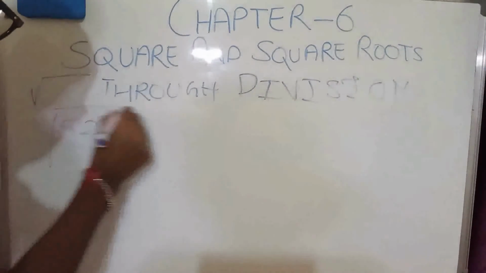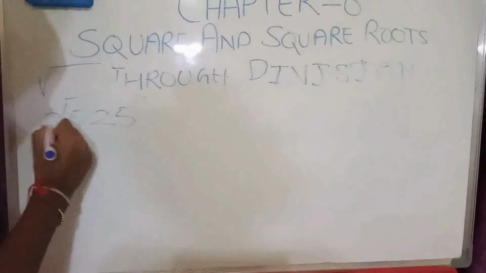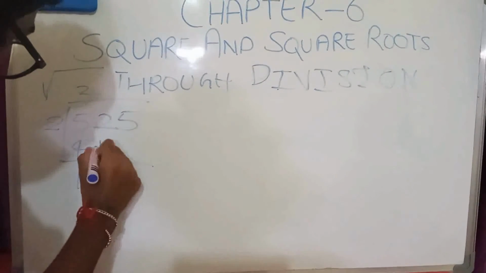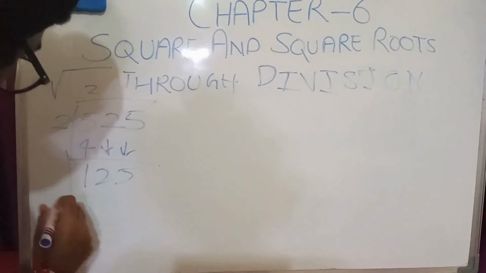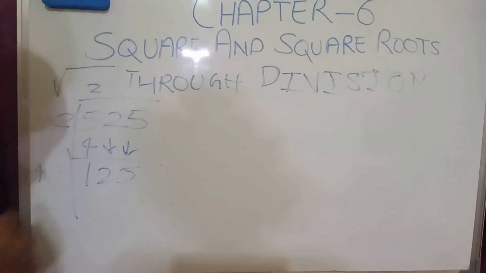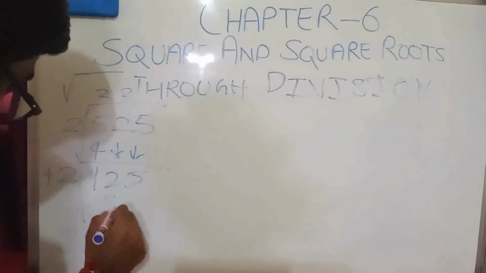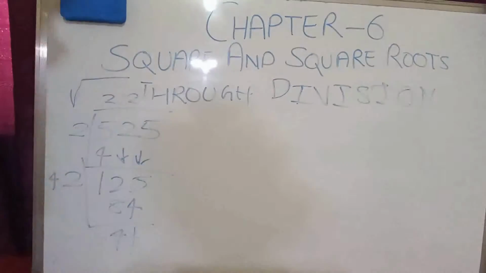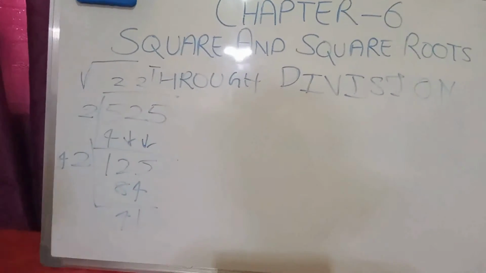525. If we try to find the square root, it will be 22, 22 is 4, minus 1. We get 125. It will be 4 here, and here 2, and 42 into 2 will be 84. And if you subtract 84, we get 41. So here 41 is the remainder, but here it's not subtraction. Here it's a bit more complex.